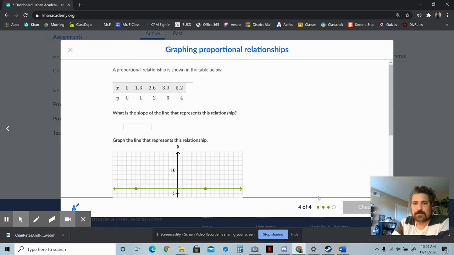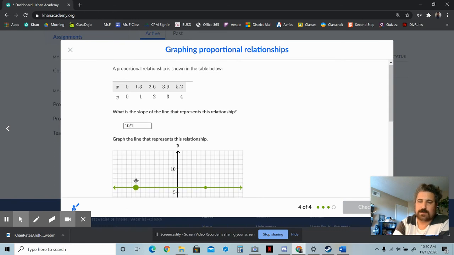All right, a proportional relationship is shown in the table below. So when y is 1, x is 1.3. When y is 2, x is 2.6. So basically, when you're looking at this ratio of y over x, it's going to be 1 over 1.3, which is the same as 10 over 13. So it says, what is the slope of the line that represents this relationship? It would be 10/13, because if you take the 1.3 and times it by 10/13, you're going to get the 1. And how did I figure it out?